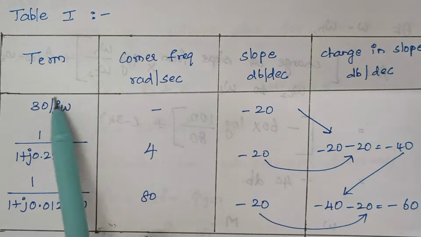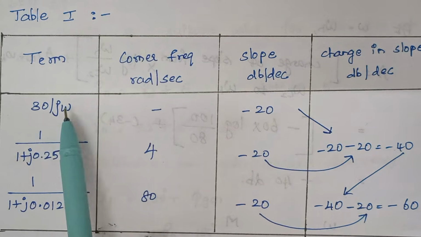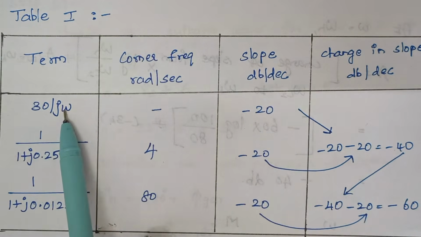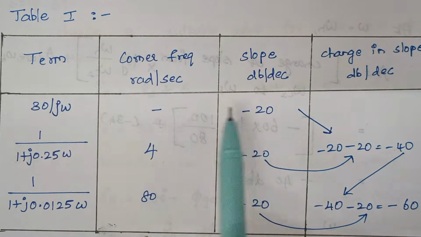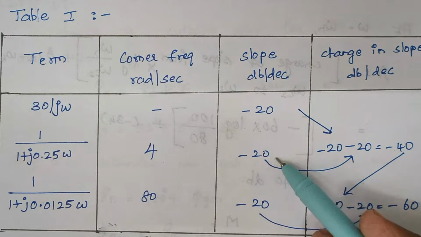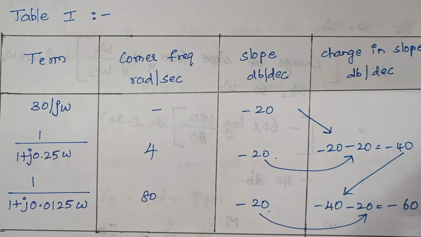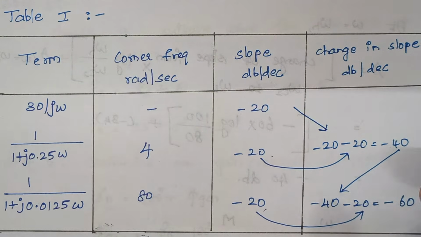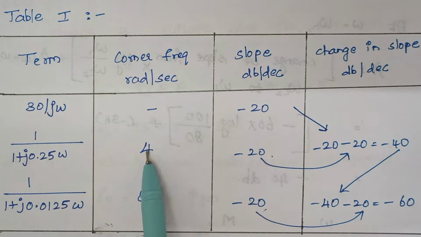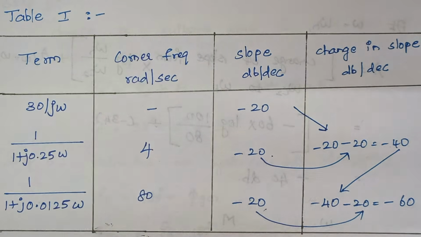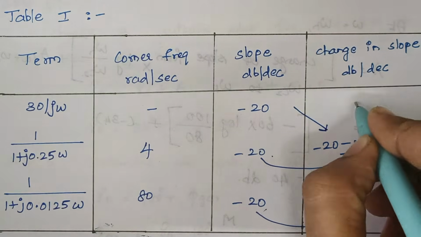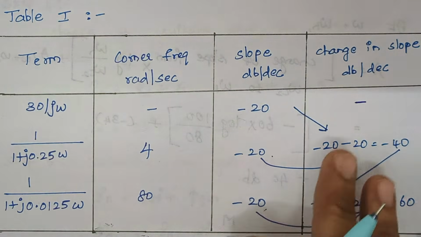Then since we are having j omega in the denominator, this contributes a slope of minus 20. Since omega lies in the denominator, here minus is included. Likewise here also omega lies in the denominator and here also. So minus 20 and minus 20. And the next is change of slope. How to calculate change of slope? Whenever there is a corner frequency, automatically there will be a change of slope. The constant term won't contribute any change of slope, so we can leave it.